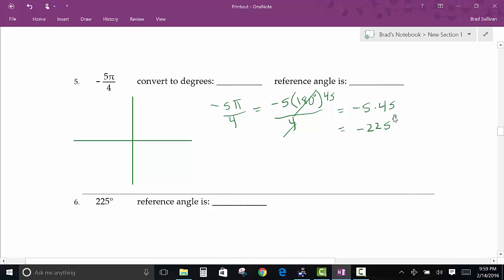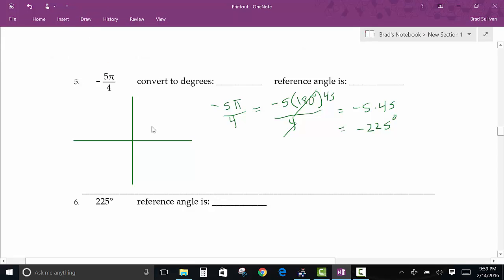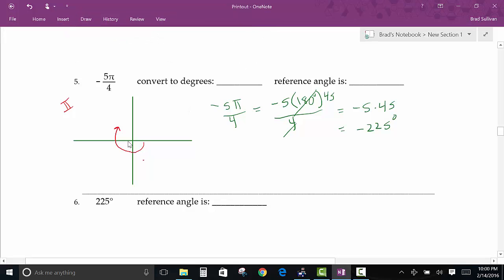So we need to figure out what quadrant we're in in order to figure out this reference angle. If you draw this out, it's a negative angle, so we know that we're going to measure clockwise. We go negative 90, negative 180, and then a little more. So we're going to end up in quadrant 2, like that. So that terminating ray is going to be right there.